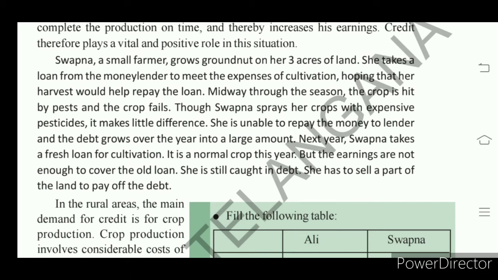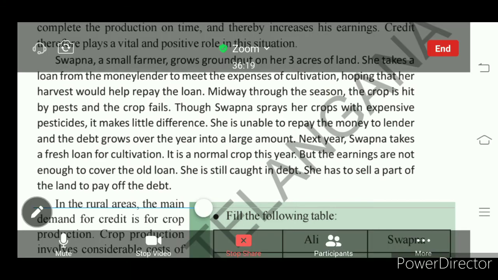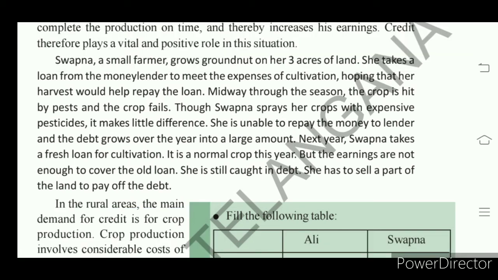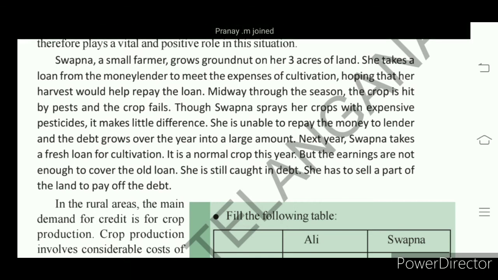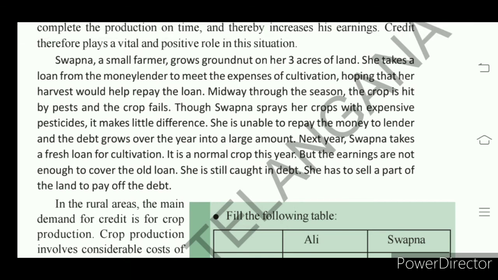Sapna may agree to repay the loan next year. So next year gone, second year gone, third year gone. What happens here? The interest rate on the loan increases. Money lenders generally charge a high rate of interest. Understand? There is a reason also for Sapna. Why did she take a loan from a money lender? Why did she not take a loan from a bank? That reason we'll discuss later.